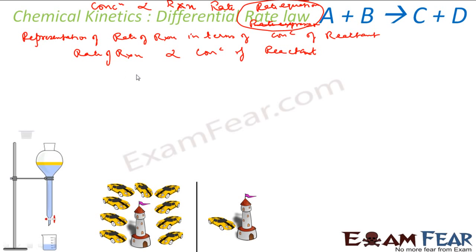Now let's suppose there is a reaction aA plus bB gives cC plus dD, where I am putting stoichiometric coefficients. That means small a moles of capital A plus small b moles of capital B gives small c moles of capital C plus small d moles of capital D. Now, based on experiments, please note this is all experimental.